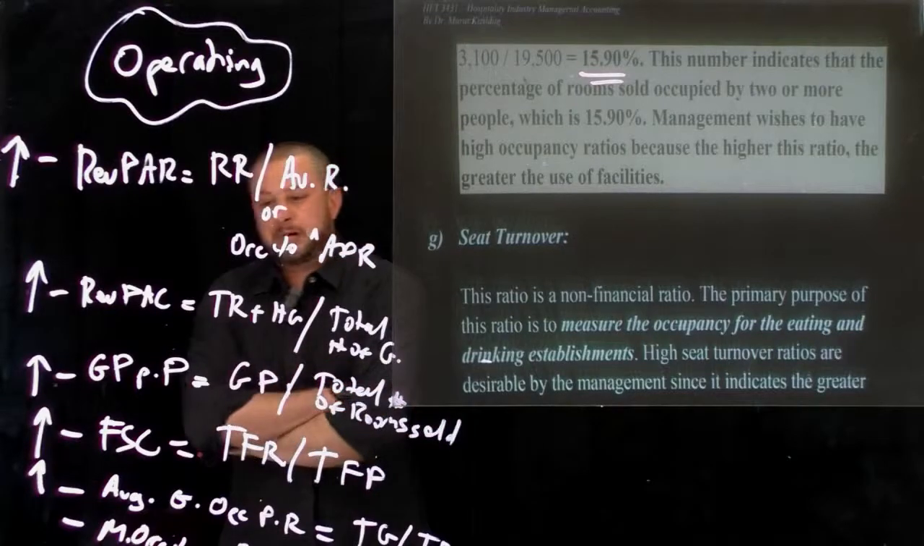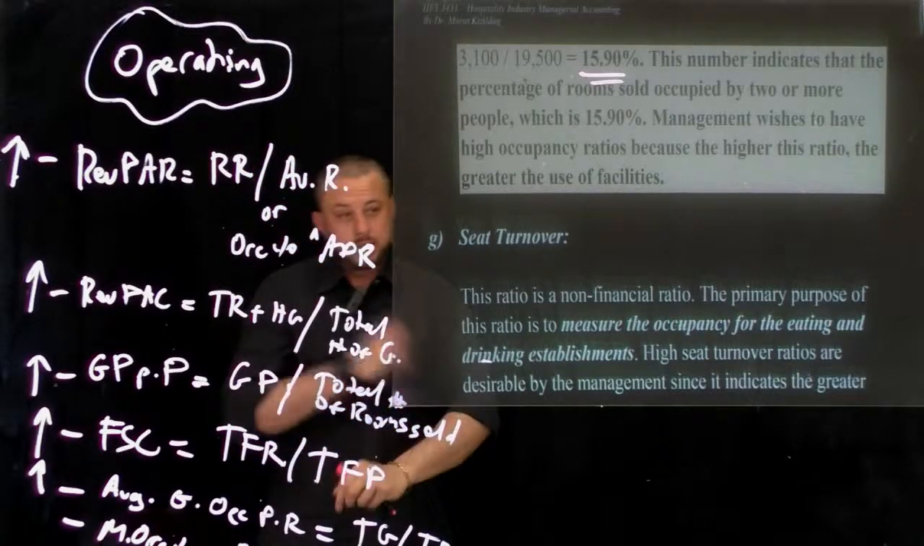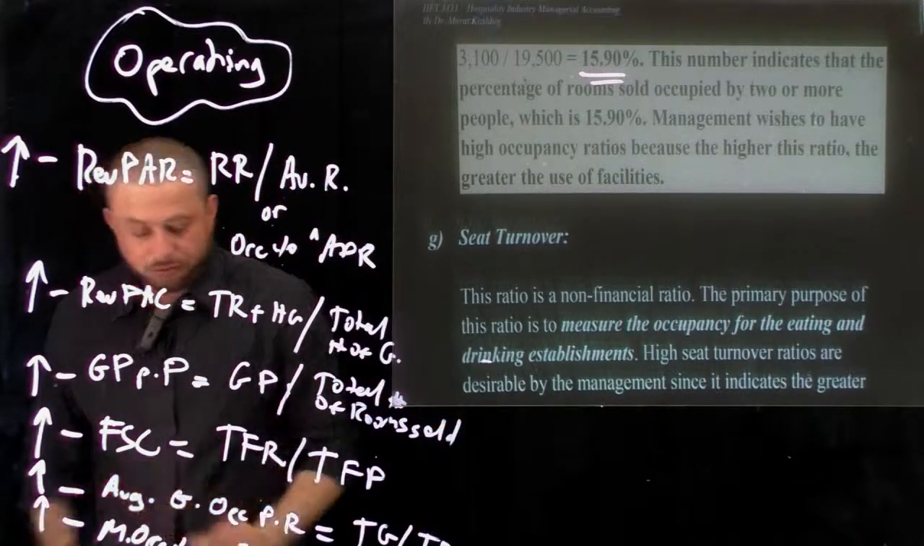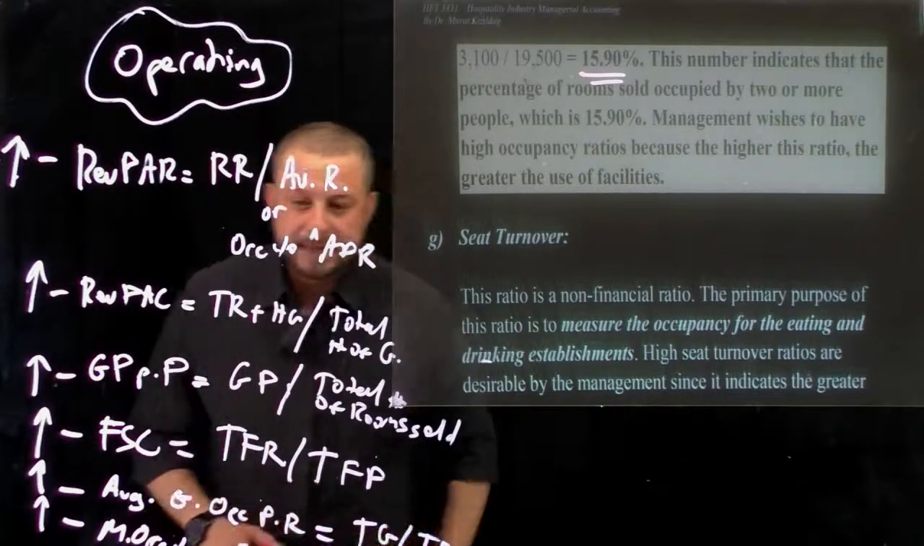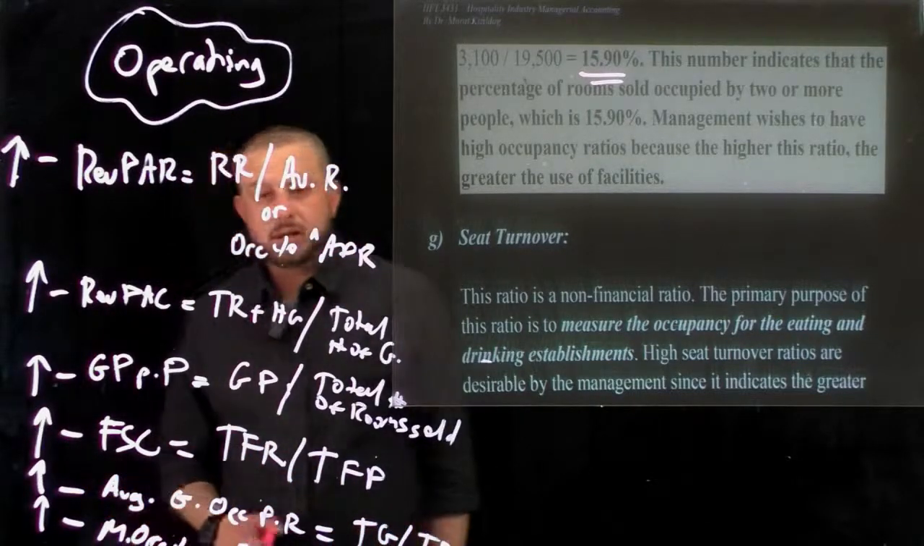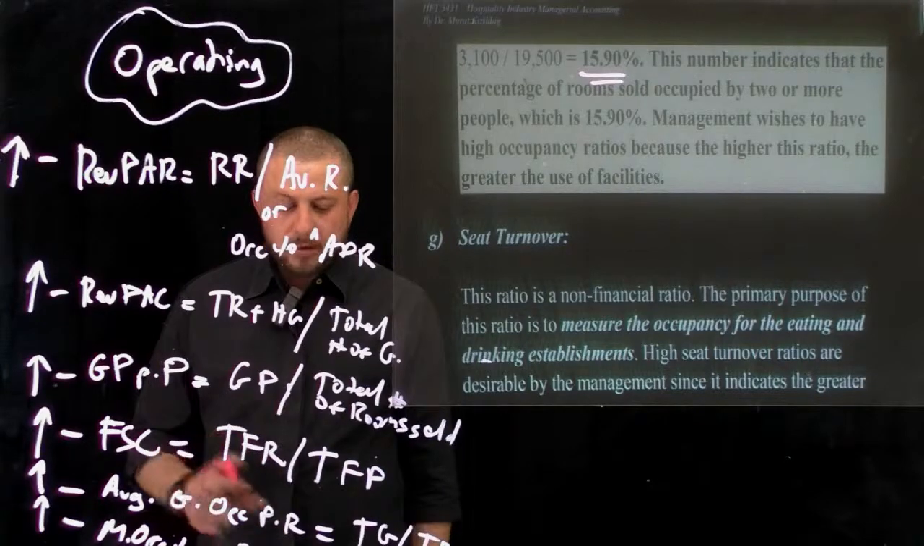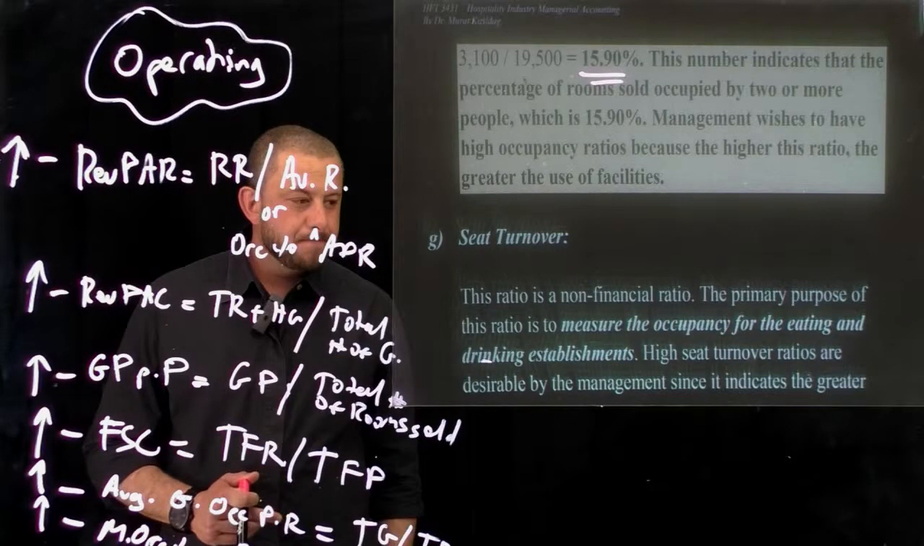15.90% of your rooms are occupied by 2 or more people. You want this ratio higher because use of facilities and use of amenities are needed by the hospitality companies as well. Therefore, you want this ratio as high as possible, okay?